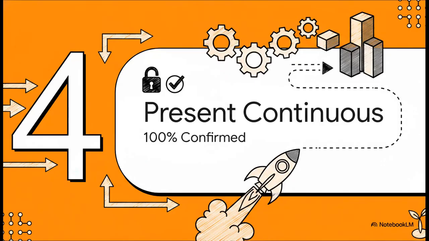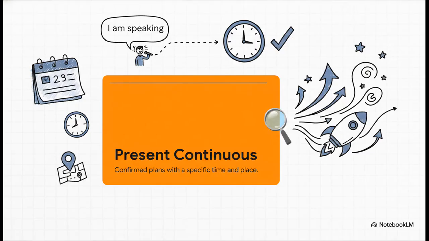Section 4. Present continuous. The 100% confirmed future. Okay, we've reached the absolute highest level of certainty you can have. When your plan evolves from a simple idea into an actual, physical calendar invite with a specific hour and a specific location, you must use the present continuous. Now, I know you usually associate this tense with things happening right this second, like "I am speaking." But in English, when we attach a future time to it, it represents a rock-solid, absolutely confirmed arrangement.